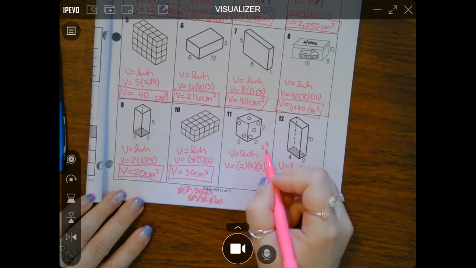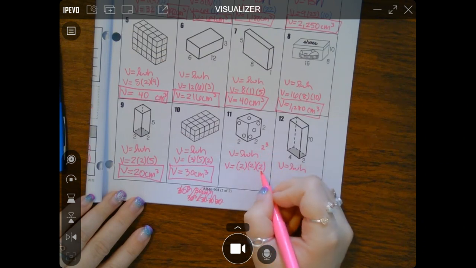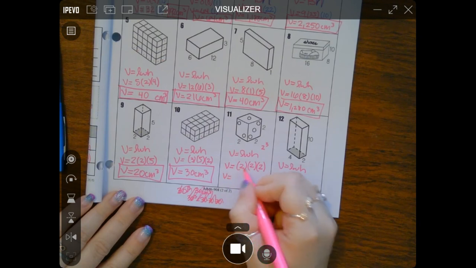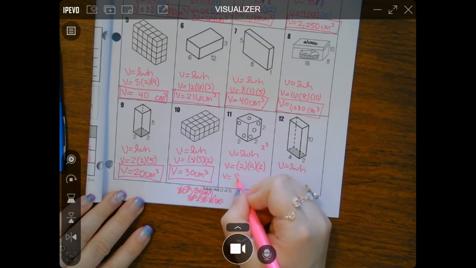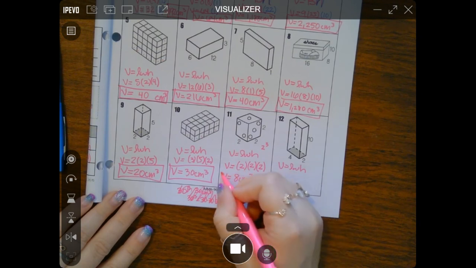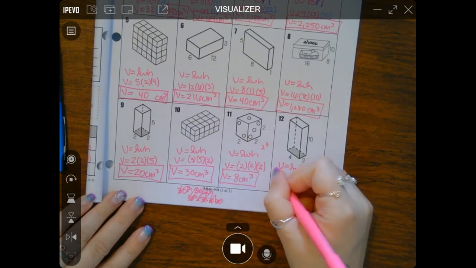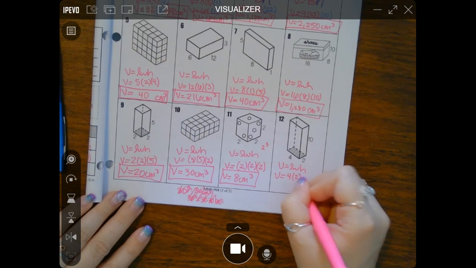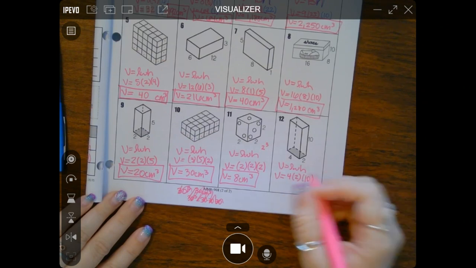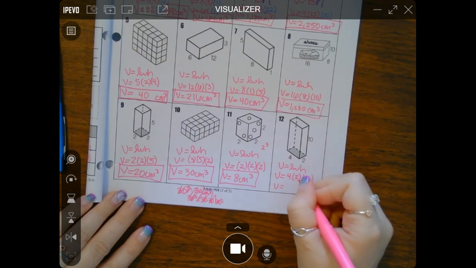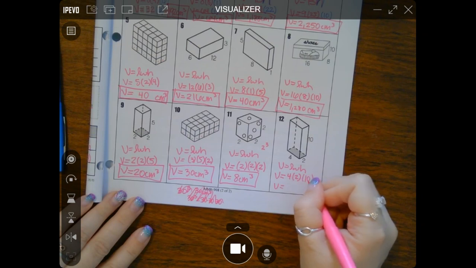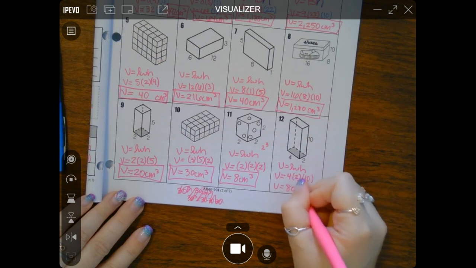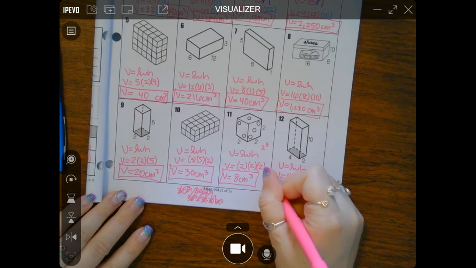Okay, so this you could have put 2 to the third power, which means 2 times 2 times 2, which is what? Well, 2 times 2 is 4. 4 times 2 is 8 cubic centimeters. Last one. How'd you do? You should have done 4 times 2 times the height, which is 10. So 4 times 2 is 8. 8 times 10 is, yes, 80 cubic centimeters.